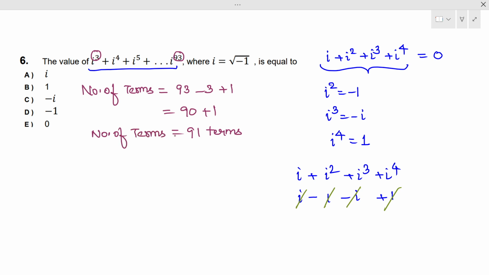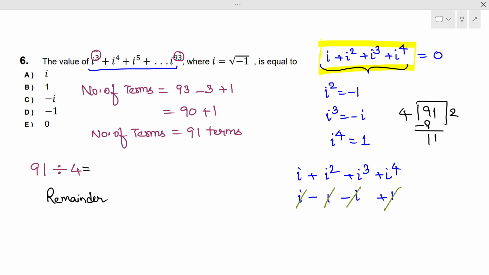Now in this we will divide by 4 to check how many groups of consecutive terms cancel out, and check the remainder. You need to find the remainder. So 91 by 4, if you do, the quotient will be 22 and the remainder will be 3, right?